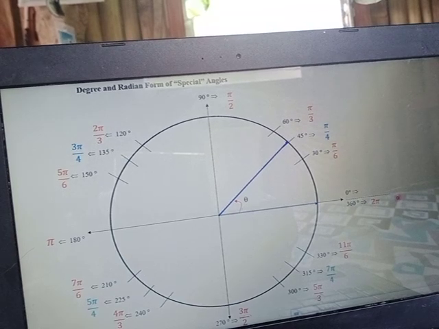So let's have for this recap. So we have this is our unit circle. So again, our lesson for today is radian and degree.